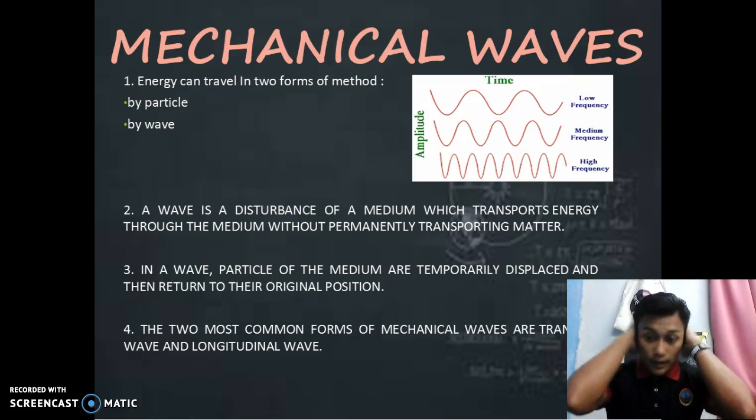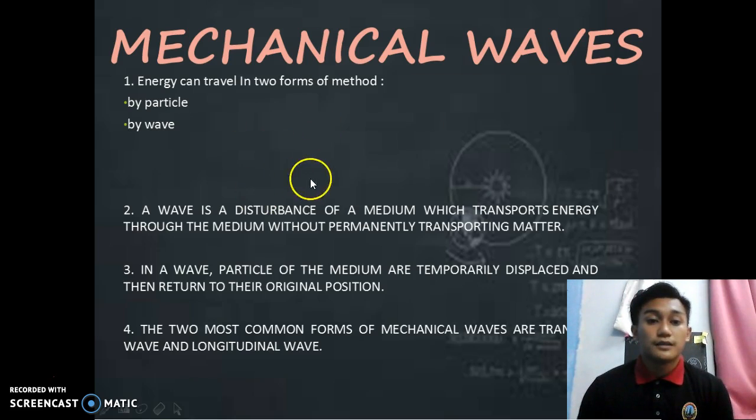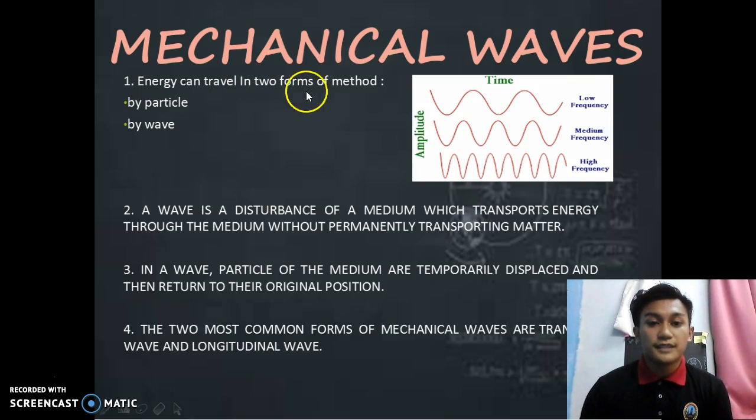Alright, from here you can see energy can travel in two ways, by particle or by wave. You can see the figure here. A wave is a disturbance of a medium which transports energy through the medium without permanently transporting matter. In a wave, particles of the medium are temporarily displaced and then return to their original position. The two most common forms of mechanical wave are the transverse wave and the longitudinal wave.